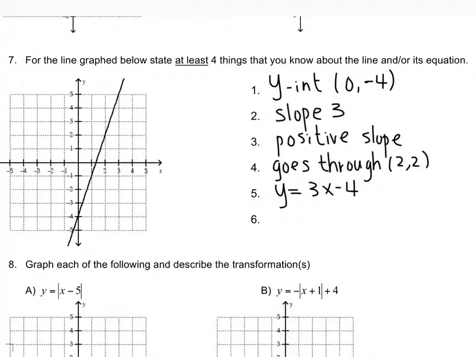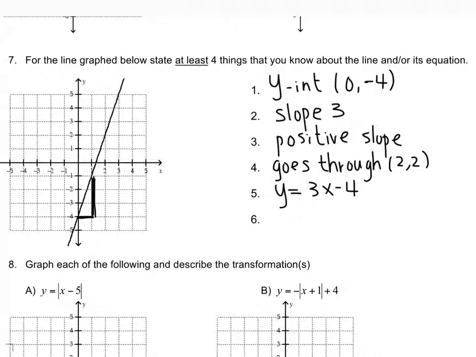Number 7. For the line graph below, state at least 4 things that you know about the line and or its equation. So first thing I know, the y-intercept point is 0, -4. It has a positive slope. The slope is rise over run. So you have to go across 1 unit, you have to go up 3 units. So rise is 3 units, over run is 1 unit. 3 over 1. Slope is 3.